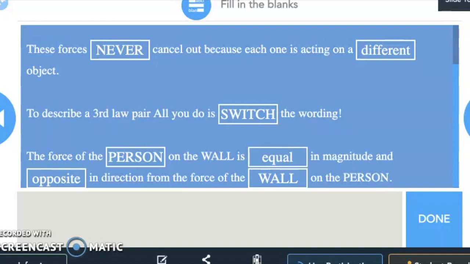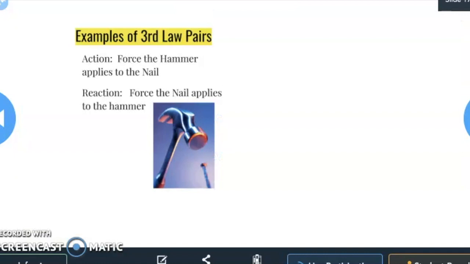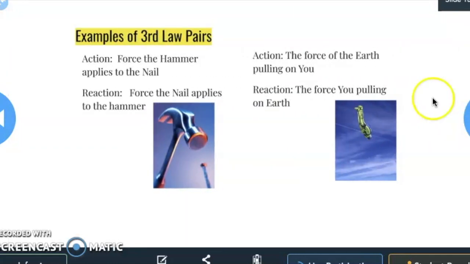So the force of the person on the wall is equal and opposite to the force of the wall on the person. So we're switching those words. Some more third law pair examples would be the force of a hammer on a nail is equal in magnitude and opposite direction of the nail on the hammer. We also have the force of the earth pulling on you is equal in magnitude and opposite in direction of the force of you on the earth.